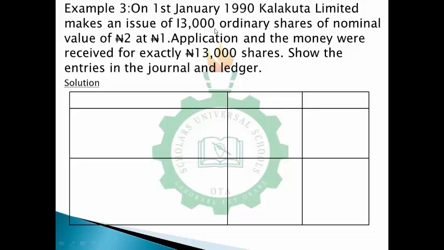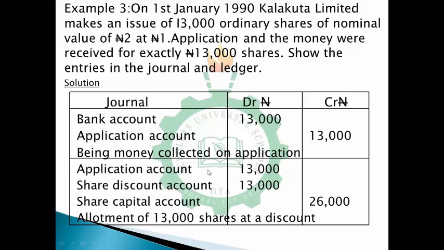That will be going to your share discount account. So you debit the share discount account with 13,000 naira. By the time you sum up 13,000 naira of applicants and 13,000 naira of share discount, you will get the makeup of the share capital account, which is 26,000 naira. So this justifies what I've said earlier, that regardless of whether you are selling your shares at a discount or at a premium, whatever you are taking out of your share capital account has to be your nominal value. So 2 naira times 13,000 will give you 26,000 naira. So that's what we have here. The description is allotment of 13,000 shares at a discount.